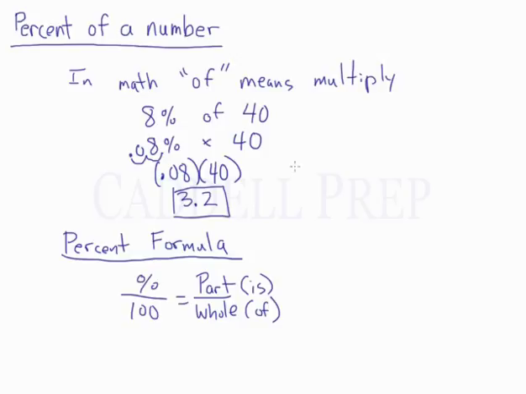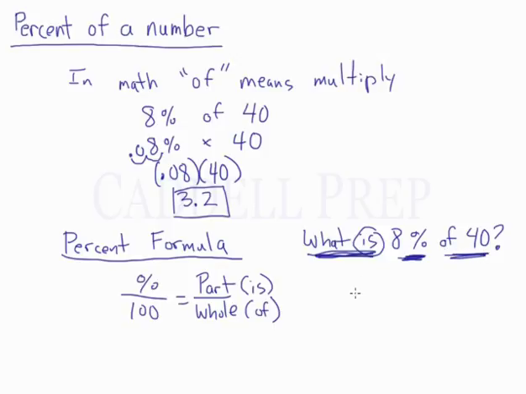So let's look at the same example. We want to find 8% of 40. So the question might be, what is 8% of 40? So the question is, what is? That means we're looking for is. Okay, we have 8% and of 40.